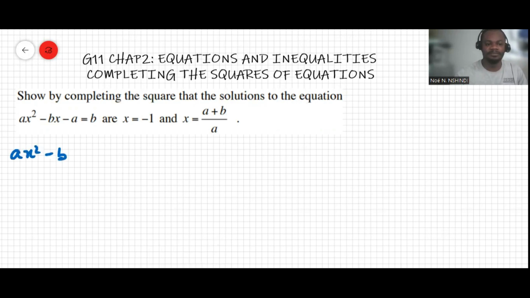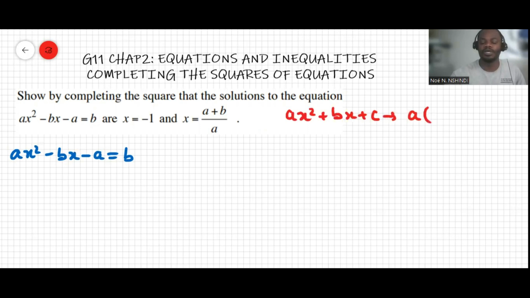ax squared minus bx minus a equal b. And then we do know that a quadratic equation is of the form ax squared plus bx plus c. And then if you complete the square, we're going to get a form of a open bracket x minus p to the power of 2 plus q. Okay, that's the expressions. Quadratic expression and the completing the square expression. And we do know also that when we complete the square, we write in the form b over 2 to the power of 2, obviously when we get rid of the leading coefficient, the coefficient of x squared.